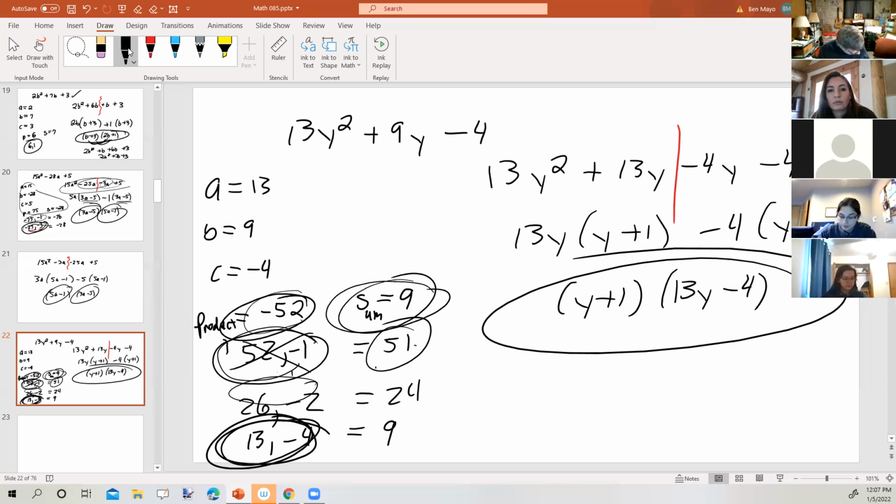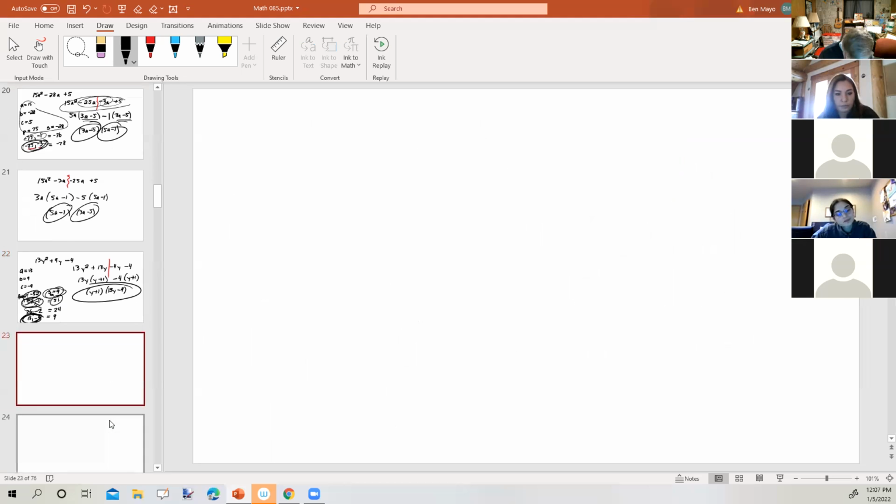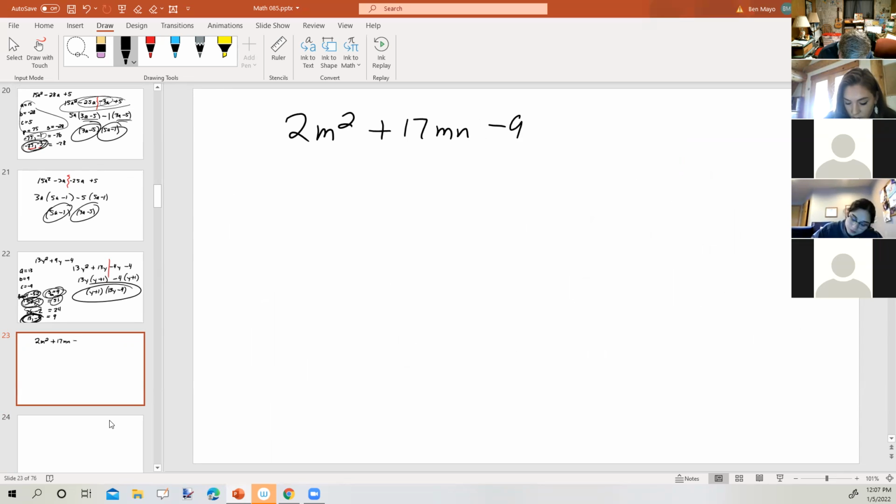Okay? Okay. All right, let's take a look at this one. This one has two variables in it. So let's see how we'll deal with that. 2m squared plus 17mn minus 9n squared. It's a trinomial. It's in standard form in terms of the letter m. If it ain't broke, don't fix it. So it isn't in standard form in terms of n, but it is in terms of m. So let's go with m.